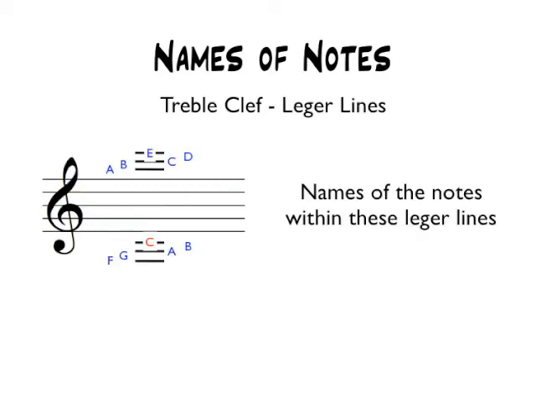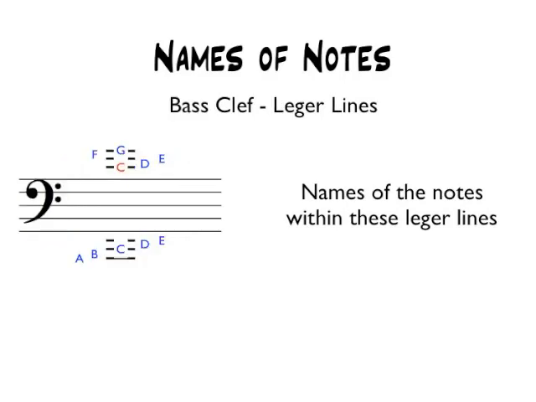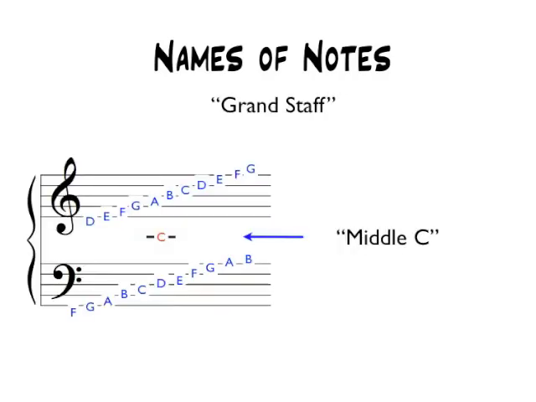And then we talked about the ledger lines. Remember, it is adding areas above and below the natural 5 lines, 4 spaces. And again, you can do the same thing within bass clef. Again, it adds notes above and below the staff. And then lastly, we talked about the grand staff. Middle C being right smack dab in the middle, connecting both staves and clefs together.